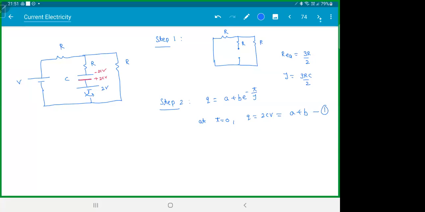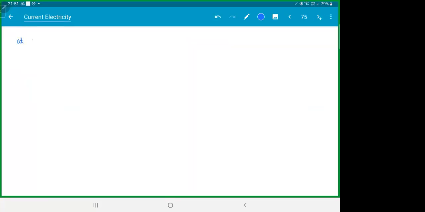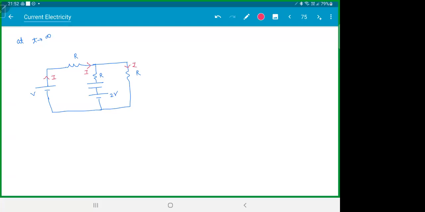The second one, this is more complex actually. At T infinity, it is not that complex. The circuit will look like this. I'll go back to the previous one. V, 2V, R, and R. All the current will flow in the outer branch I, and in this branch the current will be 0. And let this charge be plus Q, final charge. So from here we'll get I is equal to V by 2R.